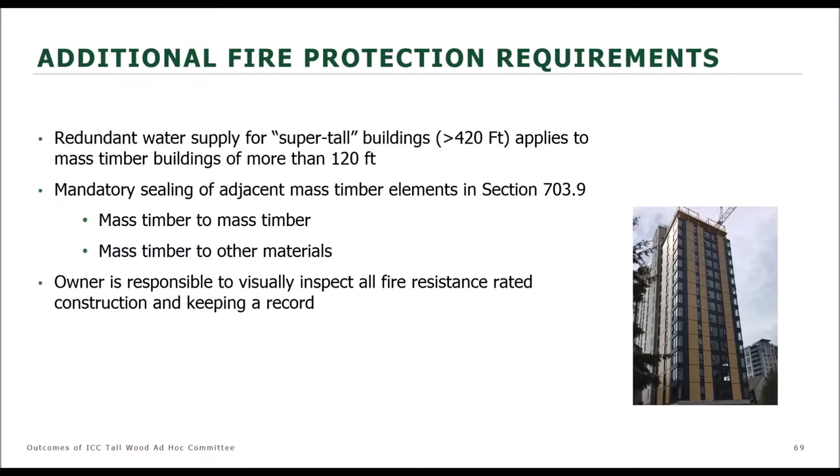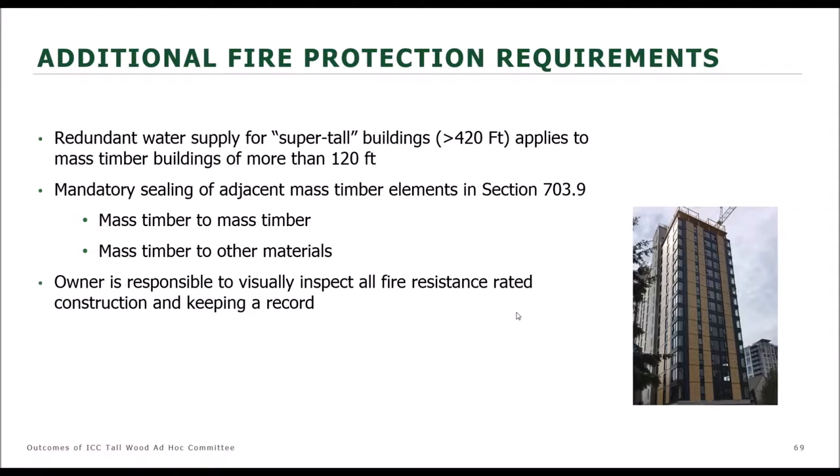Super tall buildings currently in the IBC, when they get to 420 feet, their sprinkler systems have to have a redundant, in other words, 2 separate water supplies. This requirement was chosen to kick in at 120 feet for tall mass timber buildings. Another requirement, 703.9, you'll find sealing of adjacent mass timber elements. So a mastic or a caulk or an adhesive in between mass timber elements where they join. This is not for any quantifiable fire resistance. This is to prevent air movement, to prevent smoke movement throughout the building in the case of a fire.